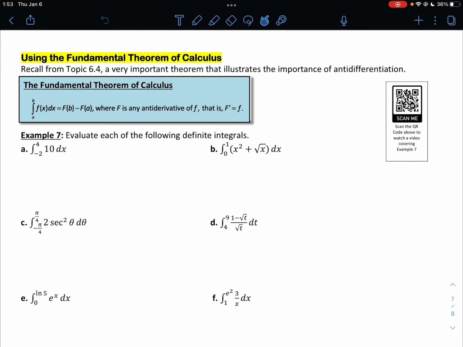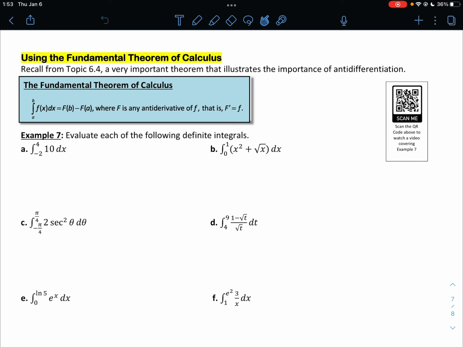Welcome back to part 2 of this video on topic 6.7 and 6.8. Today we're going to look at the fundamental theorem of calculus. Now we've already briefly touched on this a few topics ago. But we're going to get much more into the importance of it and how it's used right now.